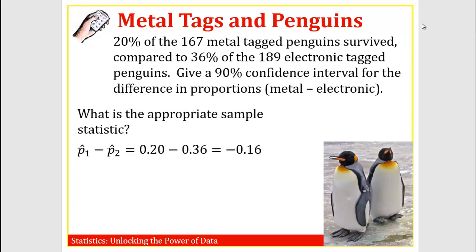Next, we look at the appropriate sample statistics. Since we're looking at a difference in proportion, the appropriate sample statistic is p hat 1 minus p hat 2. Our problem told us that 20% of the metal tagged penguins survived and 36% of the electronic tagged penguins survived. So that would be 0.20 minus 0.36, which is negative 0.16, for our appropriate sample statistic. When it asks for the correct notation, this is p hat 1 minus p hat 2, and the correct value for the sample statistic is negative 0.16.